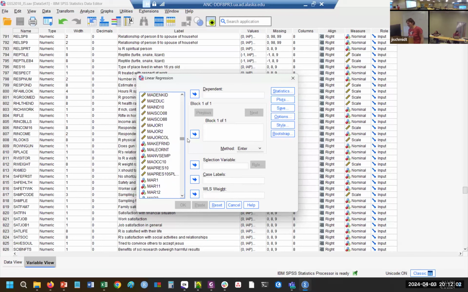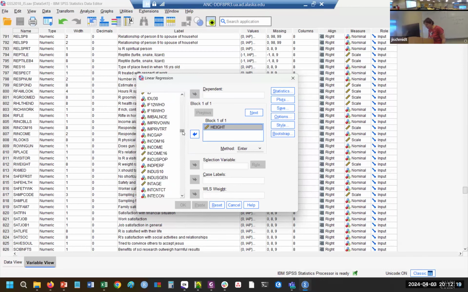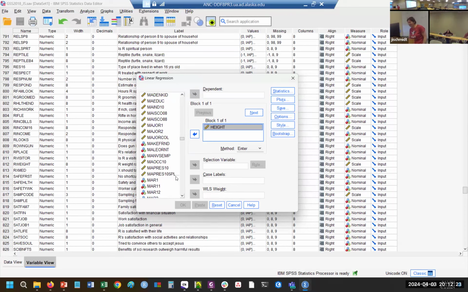Okay, all right, so height would be your independent, and your dependent is sex partners. Does that start with X? It's S? Number of women. No, okay.